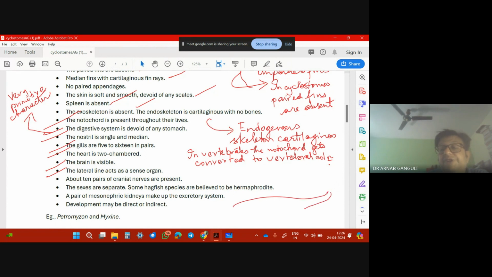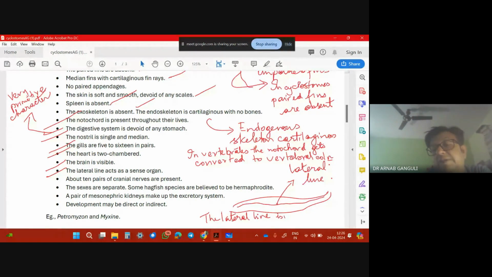So all fishes have a line passing through their side, and this is known as the lateral line. It is a sense organ.